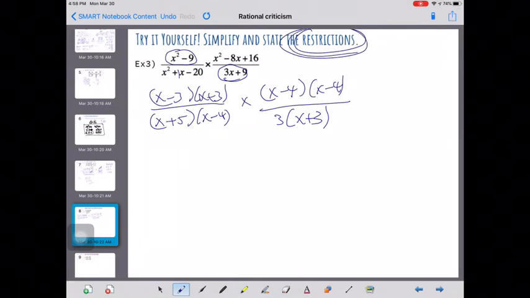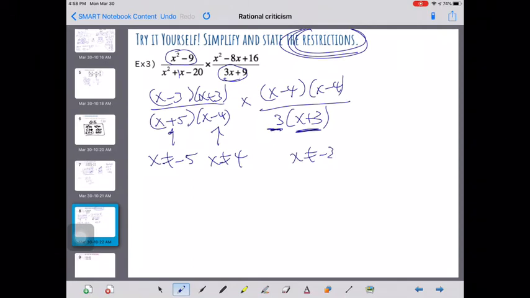So let's start with the restrictions first before we start to reduce. In this case, we set this piece: we know that x cannot equal negative 5. This piece here, x cannot equal 4. This piece here, x cannot equal negative 3. This one is not relevant, there is no x involved here, so we're not going to deal with that. So now we have our restrictions.